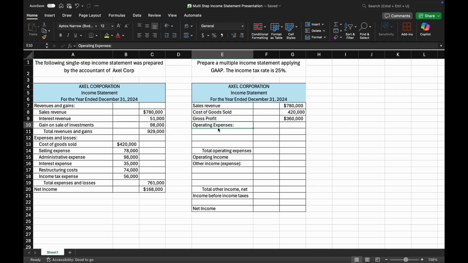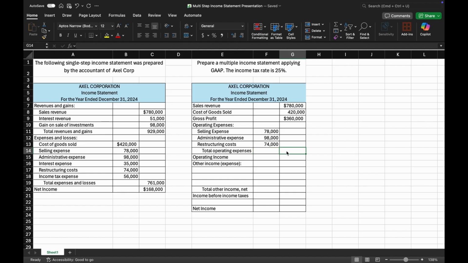We can put selling expense as the first one. And then looking at the single step income statement, we can see that selling expense had a balance of $78,000. So just transfer that over. So equals $78,000. And then we can move over administrative expense. And that account has a balance of $98,000. And then finally, we can move over the restructuring cost, which, as we can see, had a balance of $74,000.